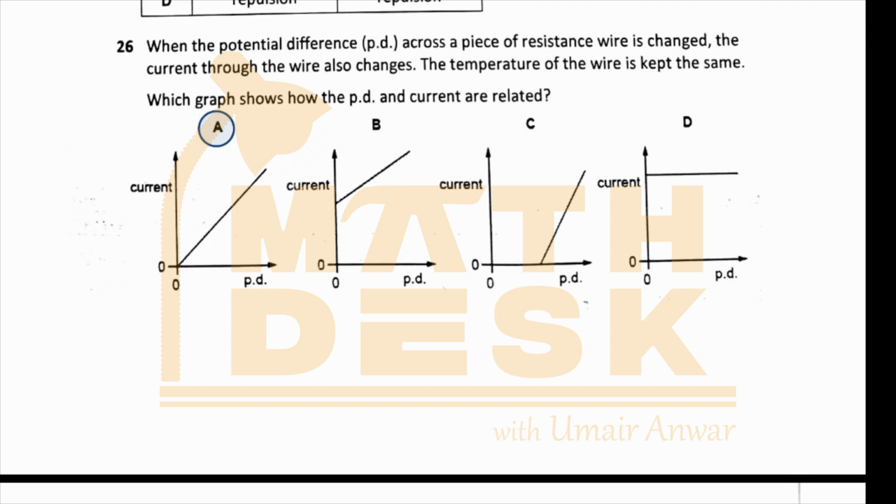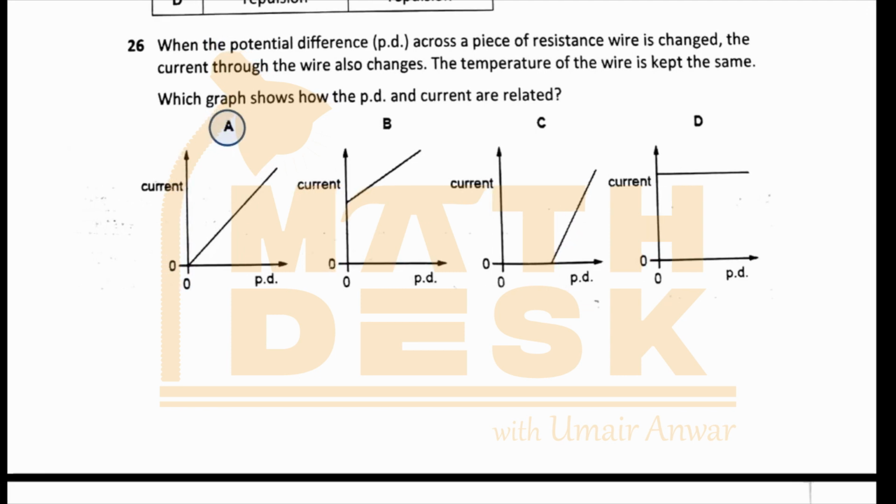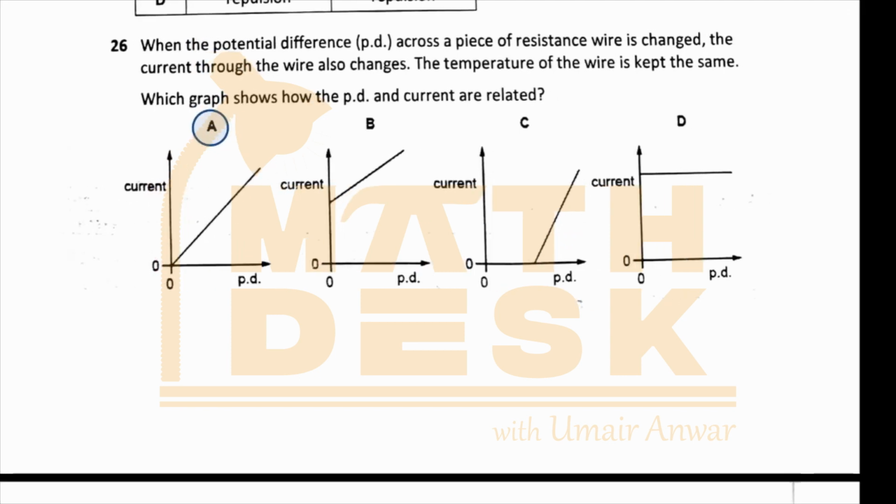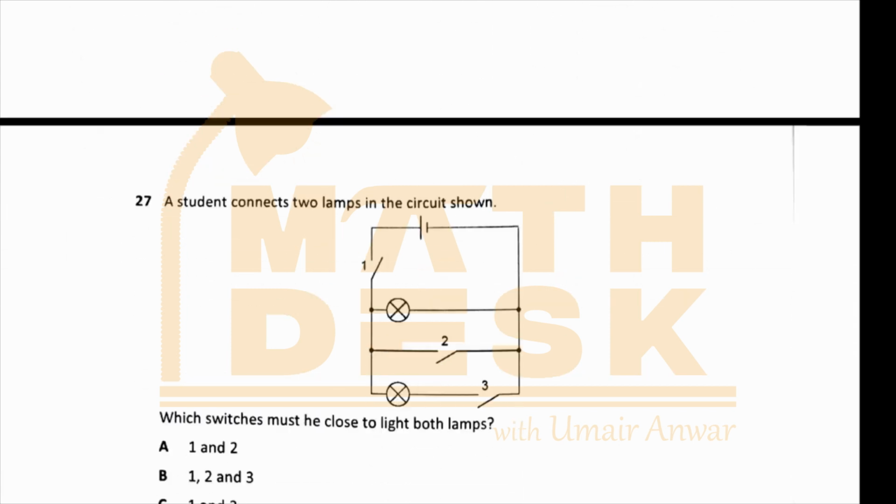The second graph is not passing through the origin. The third graph is again not passing through the origin, and part D is not showing the direct relation also.